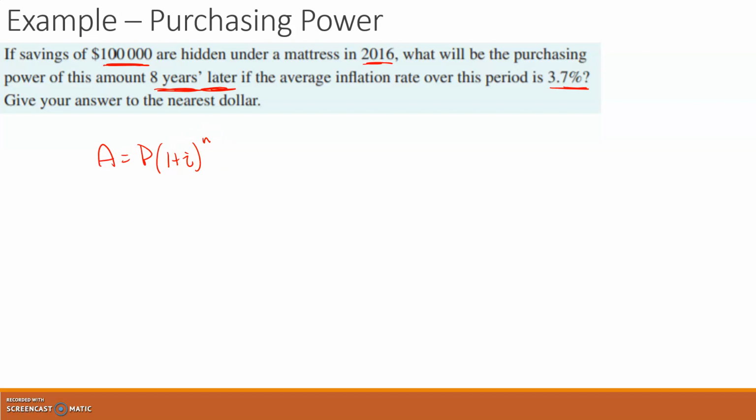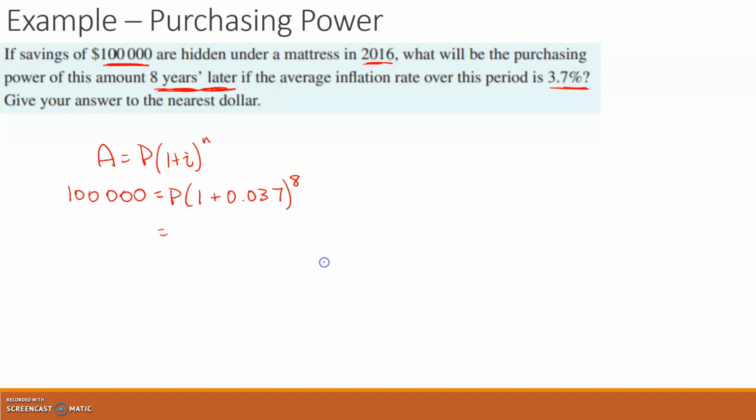Now, like I said on the previous slide, the trick here is to replace the letter A with the original price. I know that sounds funny, but that's just what we do when we're investigating the purchasing power. So now A becomes 100,000. P is the unknown that we're solving for. Inside my brackets, I've got 1 plus i, and the inflation rate here was 3.7%, so that's 0.037. And now my power is the number of years later, and it's 8 years later in this case.